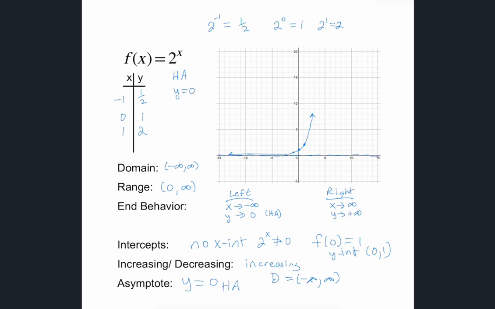So these have horizontal asymptotes. When we get to the point we are graphing logarithmic functions, they have the opposite. They have a vertical asymptote.